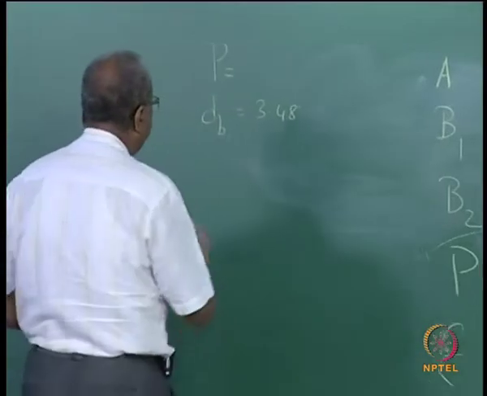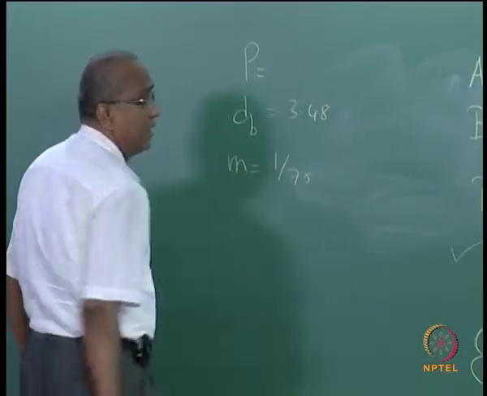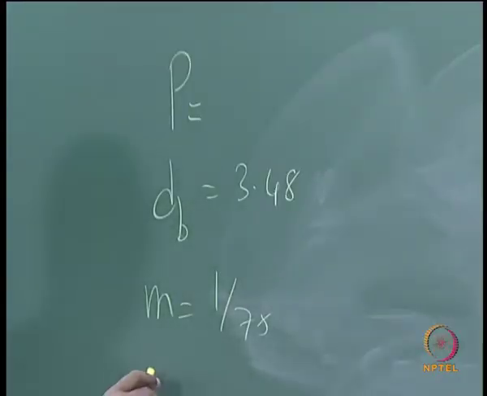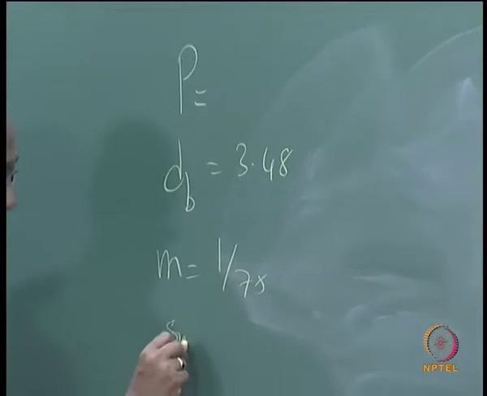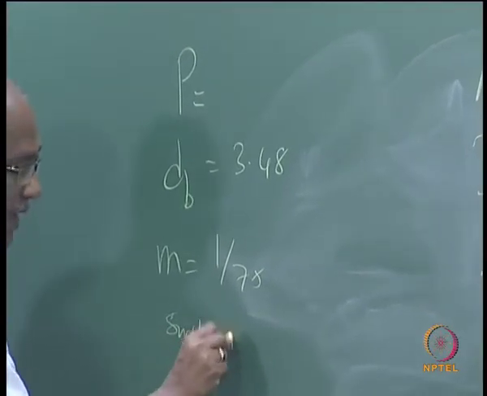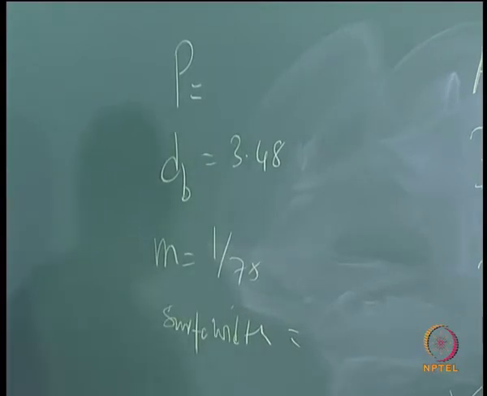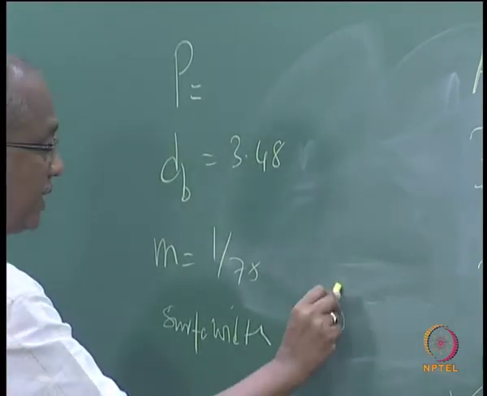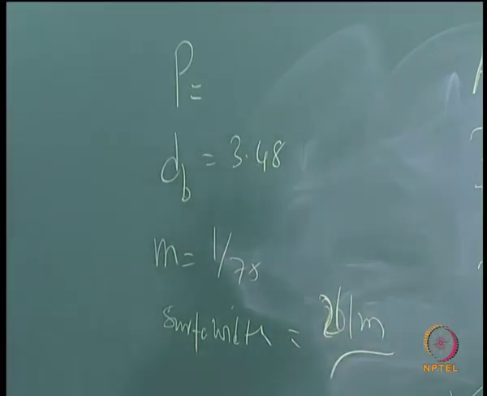The slope m is 1:75. So you can get the surf width. Am I right? Are you following? So the surf width is around 261 meters.